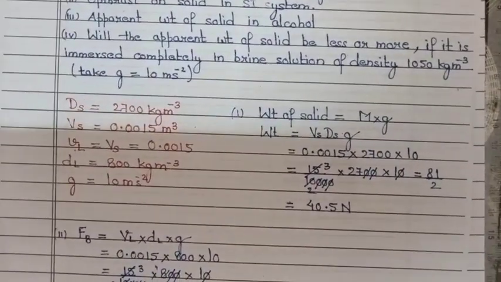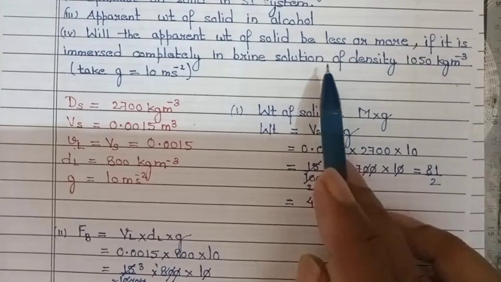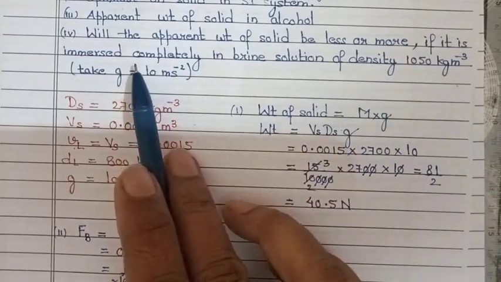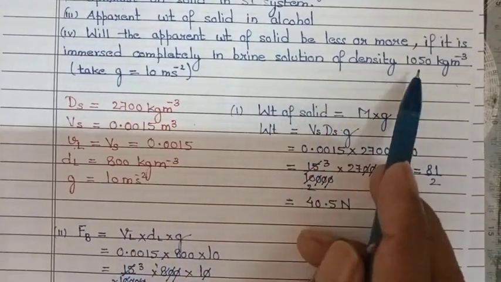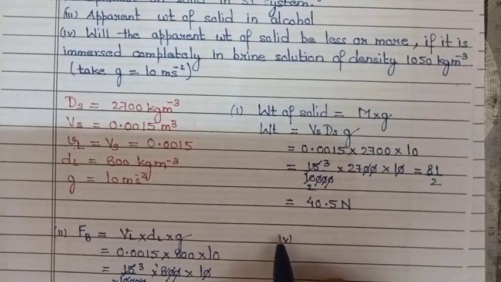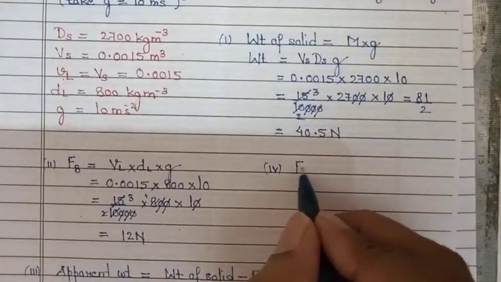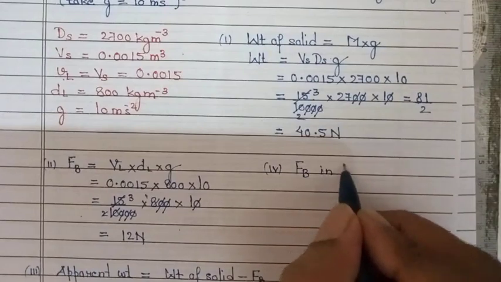Now in the fourth part, see what the question says in the fourth part. In the fourth part they are saying, will the apparent weight of solid be less or more if it is immersed completely in brine solution of density 1050. Now in the fourth part they are saying that they are changing the liquid. If you will change the liquid, remember upthrust will also change. So in the fourth part, as they have changed the liquid, so upthrust will also change. So we need to calculate now upthrust in brine solution.